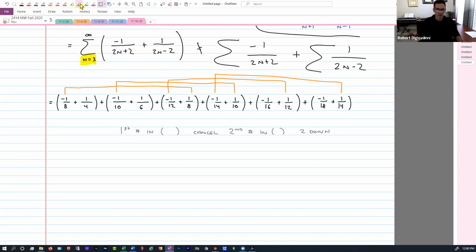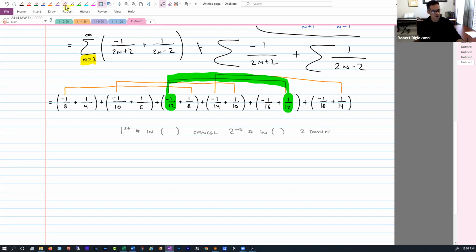Coleman said that if I pick any first number in a parenthesis, so I'm just going to pick this one right here, it should cancel with the second number 2 parentheses down. So if I go 2 parentheses down, I should look at the second number there and those two should be canceling each other. Yes, that works. And that works for every one of these. You can double check.